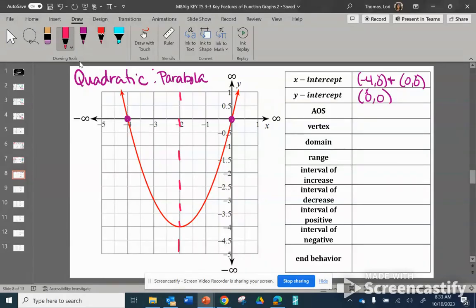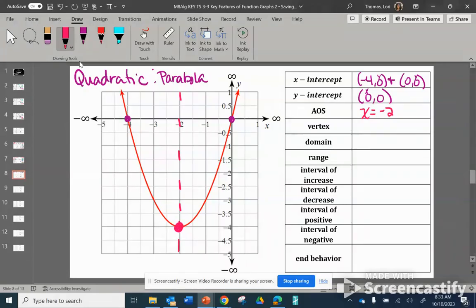When we write our axis of symmetry, we are going to write it as an equation. So a vertical line is the equation x equals, and it's wherever it crosses on the x-axis. So all these ordered pairs on this line, the x value is going to be -2. X is -2.